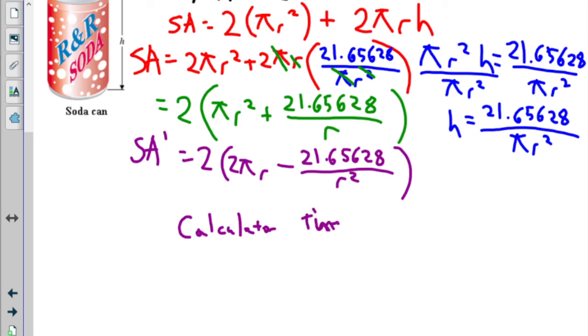I won't go through the rest of it because it's calculator time. You would want to find where that's 0, and then determine when it changes from negative to positive, and then use that value for r to get my height. And most of the rest of the problem is going to be done on the calculator once you get to that part of the problem.